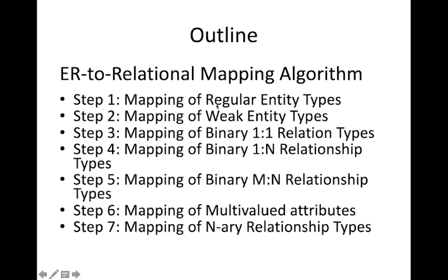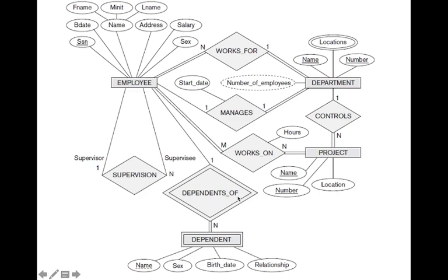So in step 1, we will be mapping the regular entity types or the strong entity types. Then the second step, we will map weak entity types. Step 3, we will map binary relationships, 1 is to 1. Then step 4, 1 is to n. Then step 5, m is to n. And step 6, mapping multi-valued attributes. And step 7, n-ary relations, that is, more than binary, if it is ternary or other types of relationships. So these are the 7 steps.